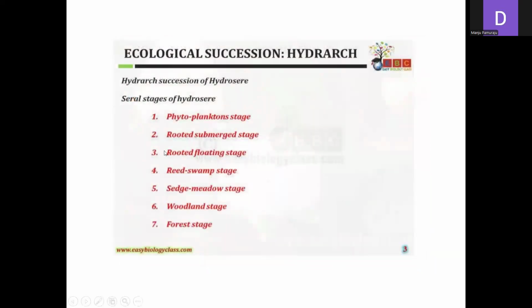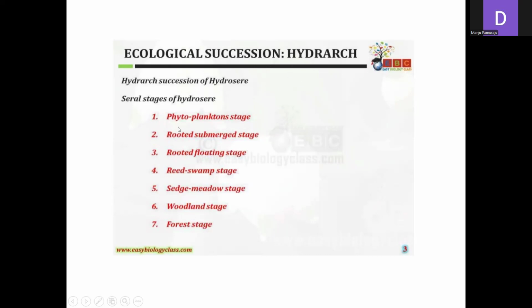So what are the stages in ecological succession? This is important, they may ask the order of ecological succession in Hydrarch. The first one is the Hydrarch succession of the Hydrosere. The first stage in Hydrarch ecological succession in the Hydrosere is the phytoplankton stage. Next stage is the rooted submerged stage. Next is the rooted floating stage. Next one is the reed swamp stage. It is followed by the sedge meadow stage, then the woodland stage, and the final stage is the forest stage. So these are the order of ecological serial stages in Hydrarch.